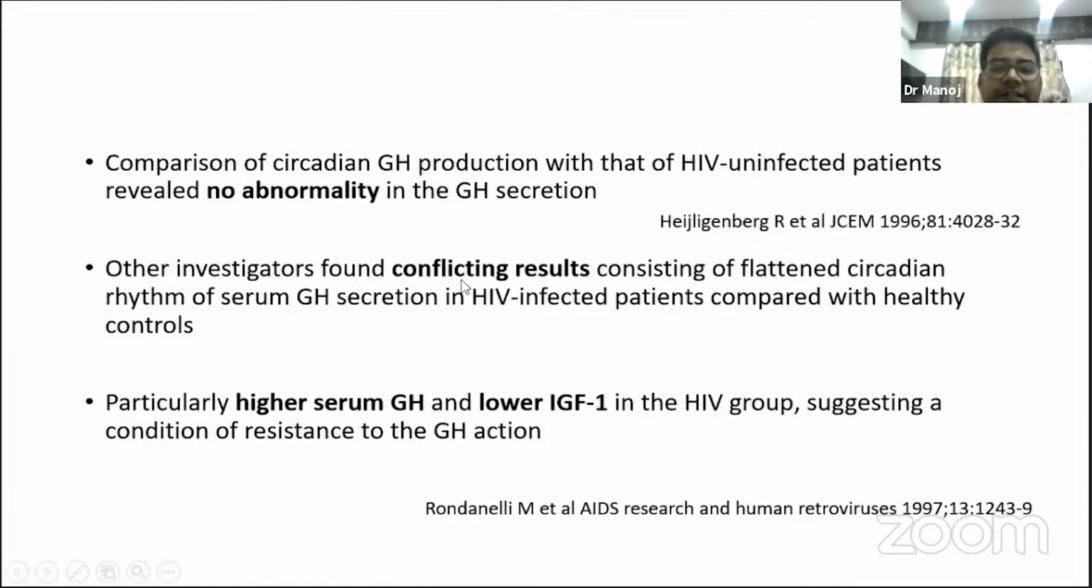Now, coming to the growth hormone axis, the initial studies conducted to evaluate growth hormone had conflicting results. The initial studies, conducted in 1996, where they frequently sampled growth hormone, showed no abnormality. Subsequent studies found conflicting results with higher serum GH and lower IGF-1, suggesting a condition of GH resistance. The difference between these two groups of studies was that in the initial studies there was no wasting, and in the subsequent studies most individuals had wasting, which leads to a condition like resistance to GH action.